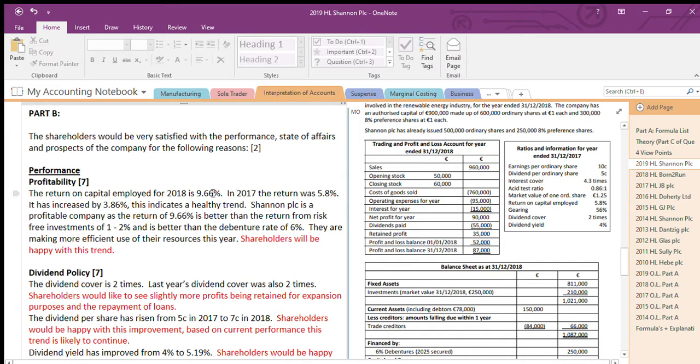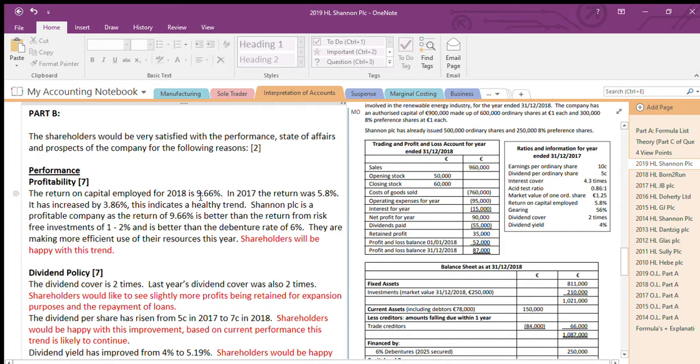So all I'm doing here is stating that the return on capital employed for 2018, which is this year, is 9.66%. You'll always do that for every question. The next thing you do is talk about last year, because over here they give you the return on capital employed for 2017, which was 5.8%. Again, you were asked to calculate it using the formula.